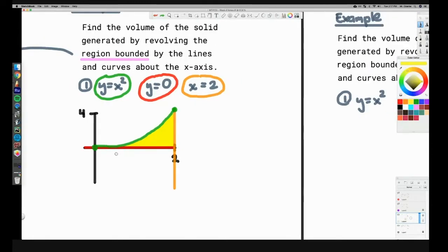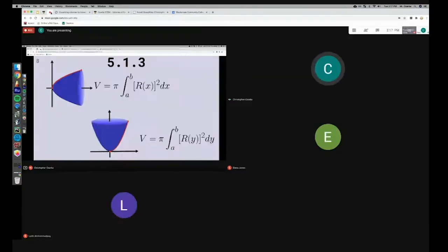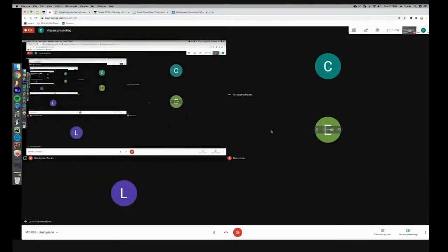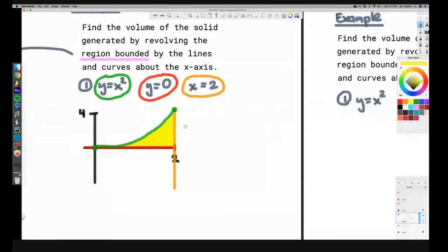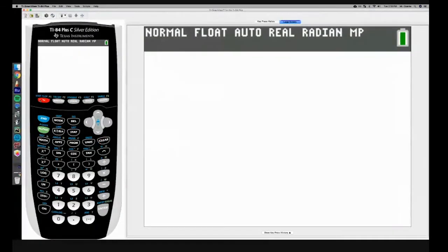Nope. I highly advise doing the graph first, just so you get a visual of what you're looking for. Yeah, do you know how to graph the x on the calculator? Your calculator will not graph the x, but check this out. I'm going to show you a shortcut. Great question.